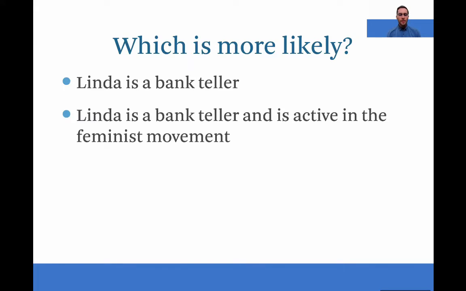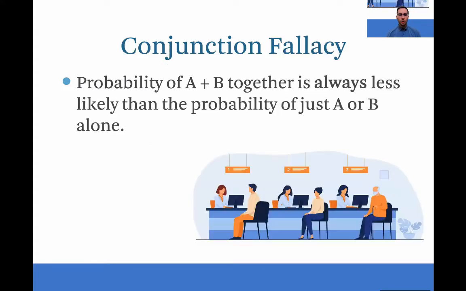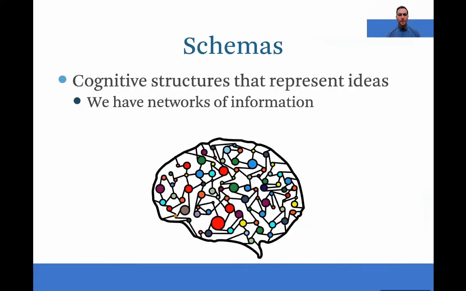When we decide that the second statement is more likely to be true, we're committing what's called the conjunction fallacy, which is we're overestimating the probability of two things happening relative to just one of them happening. So the probability of A plus B, in other words, two things happening at the same time, is always going to be less than the probability of just one of them, just A or just B alone. We might think that because Linda was concerned about racial injustice and was also protesting against nuclear weapons, that she was also active in the feminist movement, but we don't have any direct evidence of that.